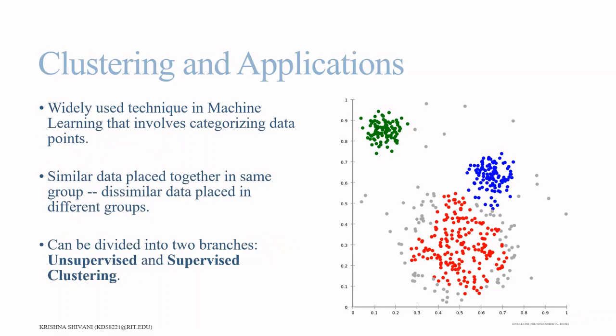So, clustering is a widely used technique in machine learning that involves placing data points into categories or clusters. In theory, similar data should be placed with each other in a single cluster, while dissimilar data should be placed in different clusters.